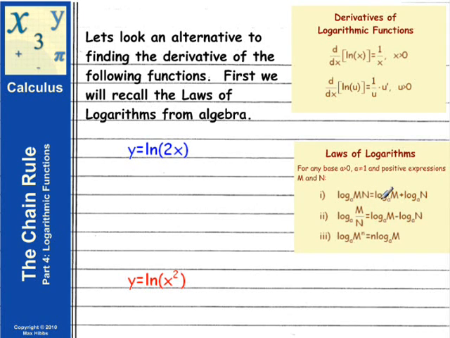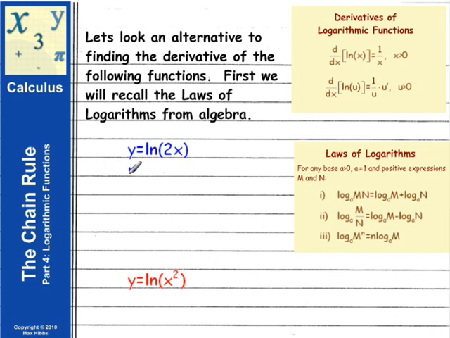Remember, there are 3 laws of logarithms. The logarithm of a product is the sum of the logarithms. The logarithm of a quotient is the difference of the logarithms, and the logarithm of an expression to a power is the power times the logarithm of the expression only. So let's get started with this first problem, and the idea here is before we actually find a derivative, let's use these laws of logarithms to simplify our situation here.